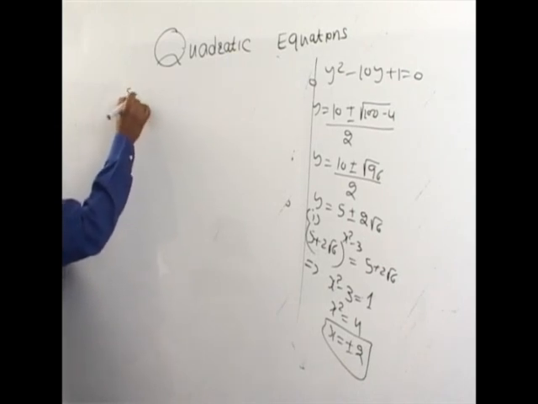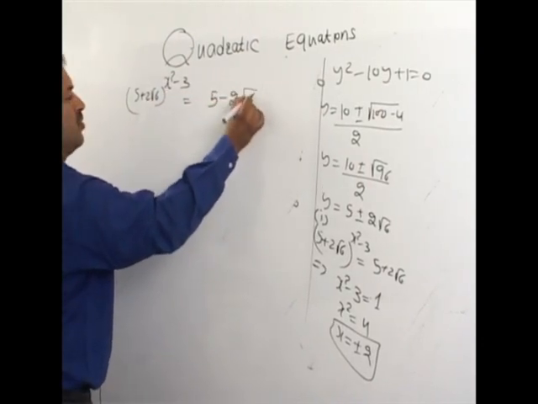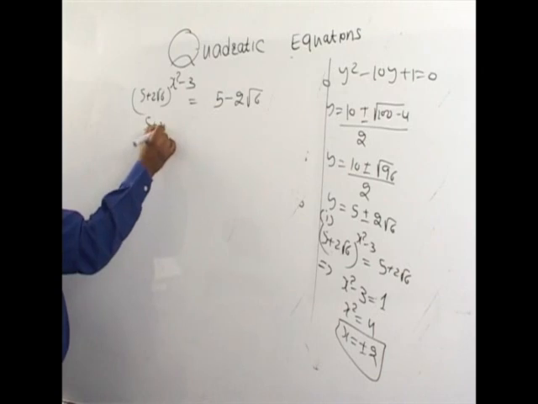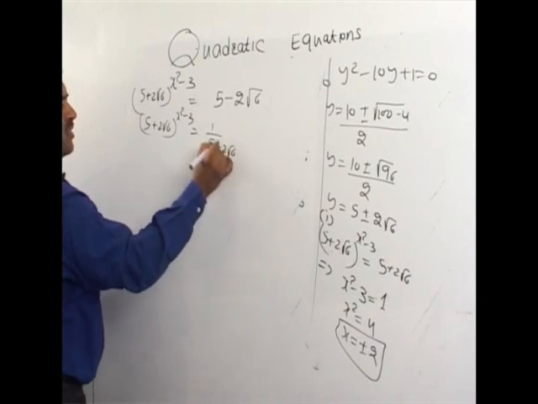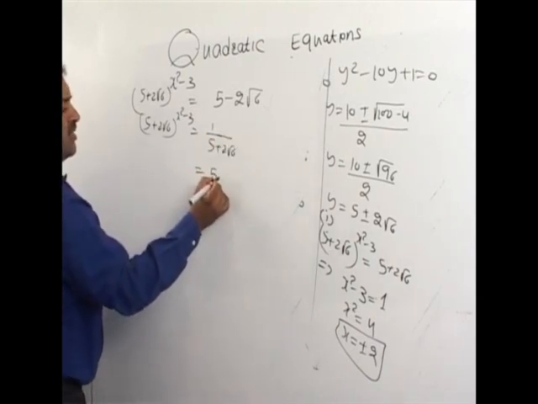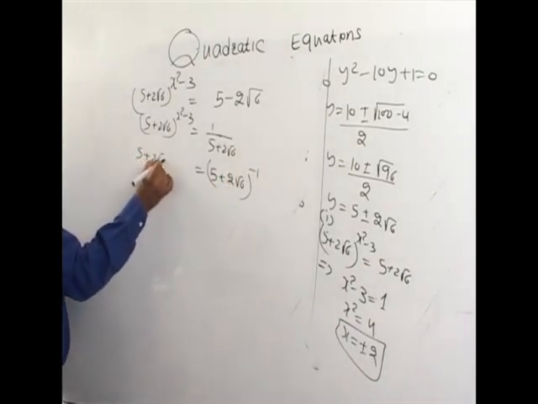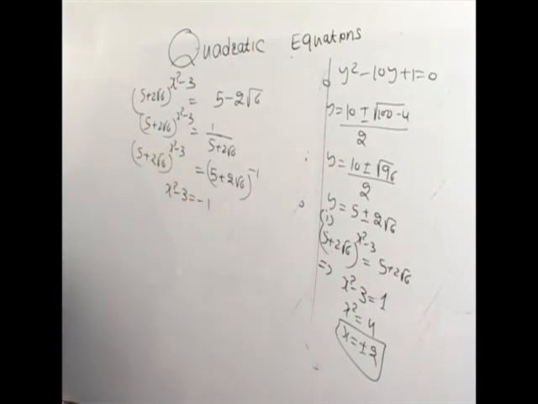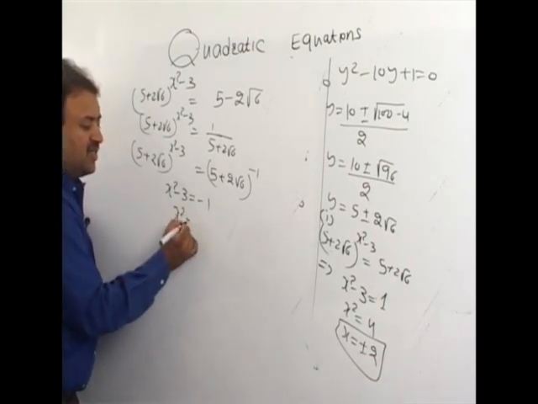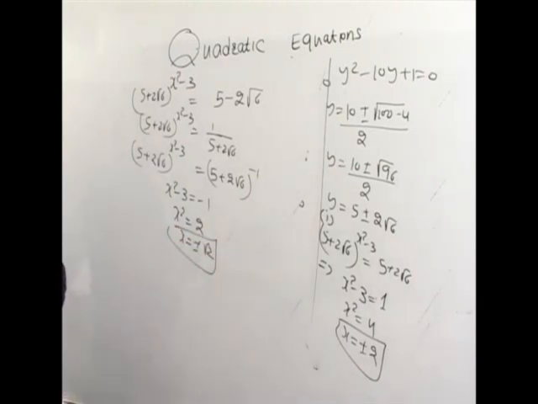5 plus 2 root 6 the whole power x square minus 3 is equal to 5 minus 2 root 6. This is 1 upon 5 plus 2 root 6, or this can be written as 5 plus 2 root 6 the whole power minus 1. So x square minus 3 is equal to minus 1, x square is equal to 2, x is equal to plus minus root 2. This is a method, and it is quite a long method to solve a quadratic equation.